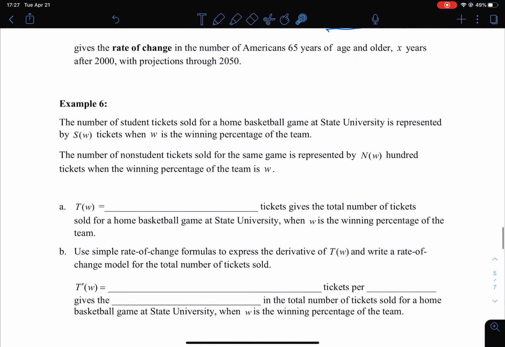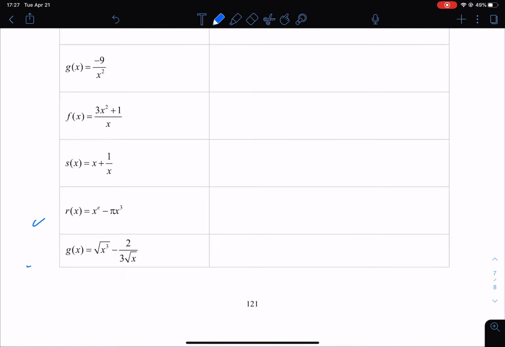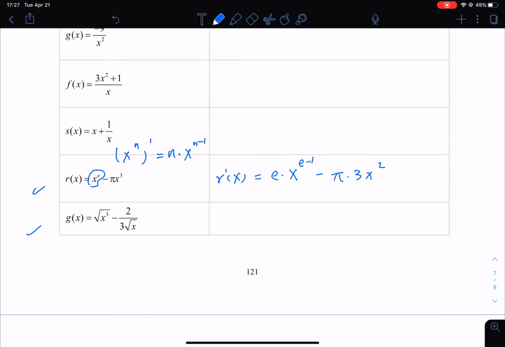So next, let's see 2 more examples in this section. This one and that one. So the derivative of this one, r prime of x, the first term is x to the e's power. e is just a constant number, so it's the same as x to the n's power. Derivative is just n multiplied by x to the n minus 1's power. So this time, the value of n is just e, so we just use e multiplied by x to the e minus 1's power. Then pi is a constant number, x cubed, derivative is 3x squared. Then we are done.